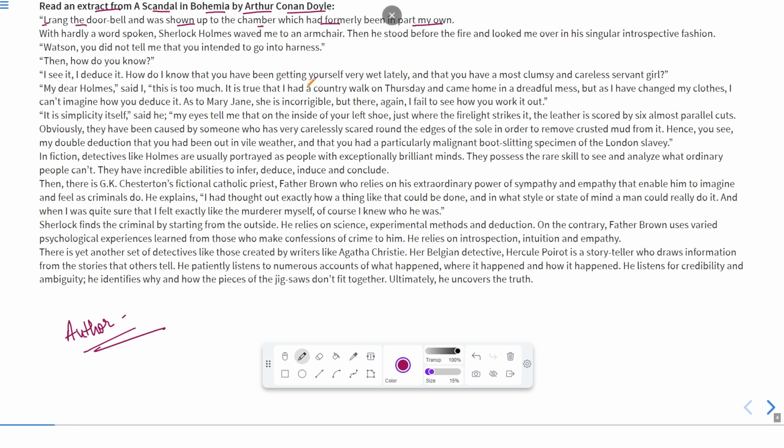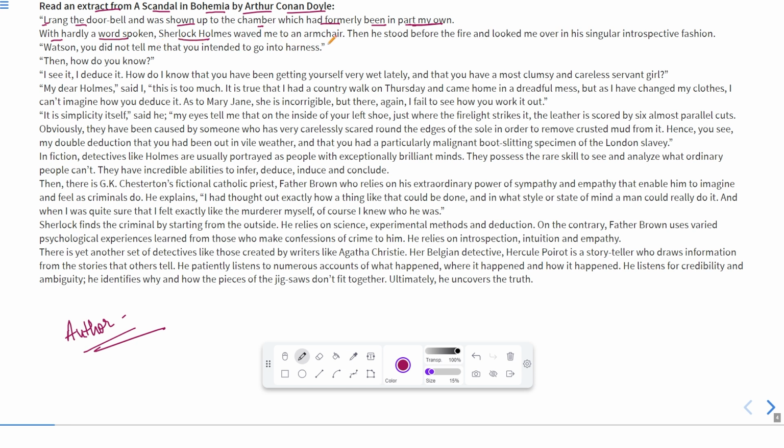Okay, so "shown up to the chamber" is a kind of place which had formerly, meaning previously, been part of my own. It means he has lived in that particular place. Okay, it means previously that place belonged to him. "With hardly a word is spoken" means he did not speak a word even.